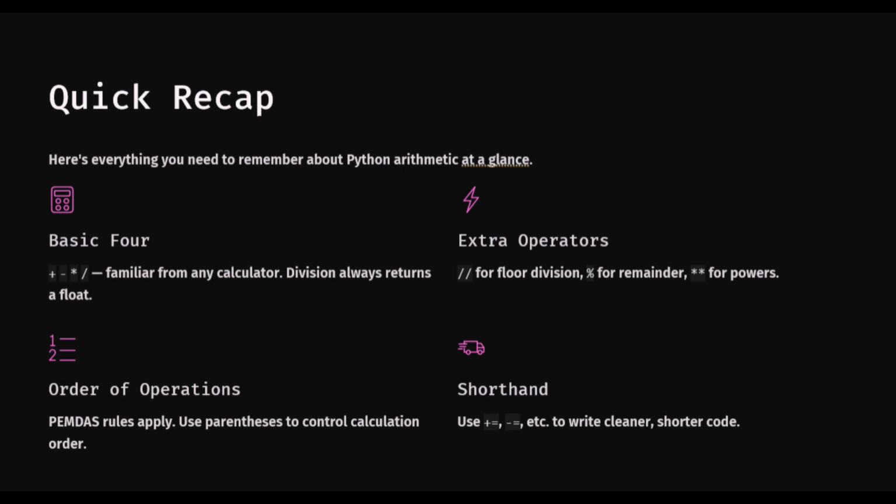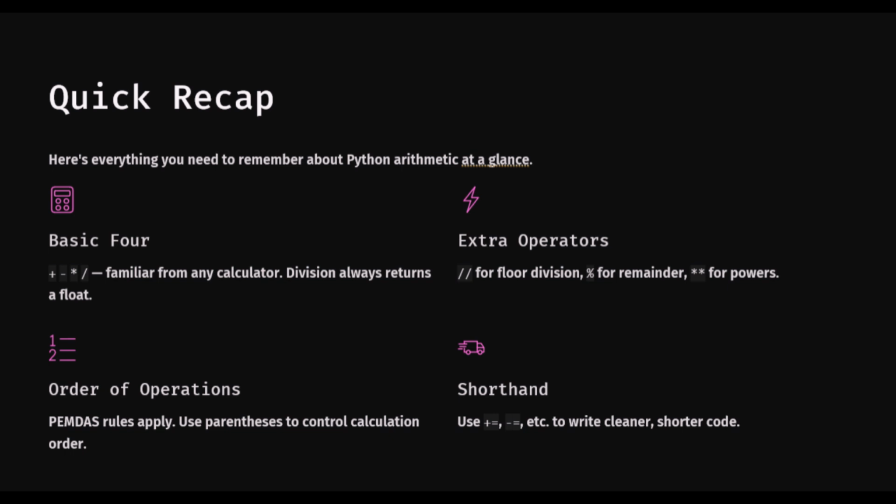At a glance, you should remember the basic 4 operators: addition, subtraction, multiplication, and division. These are the same symbols you find on any standard calculator, but always keep in mind that division in Python will always return a float. Next, we explored the extra operators, including floor division for rounding down, the modulus operator for finding the remainder, and the exponent operator for calculating powers.